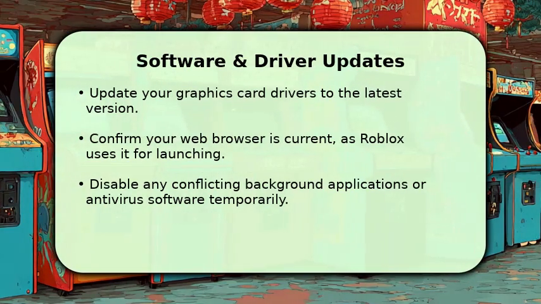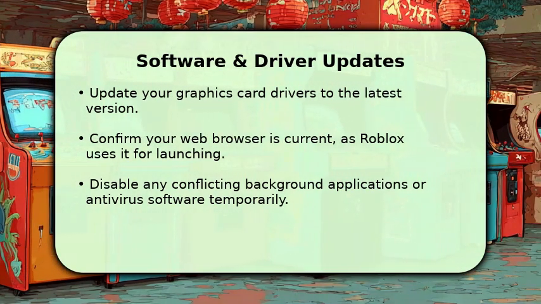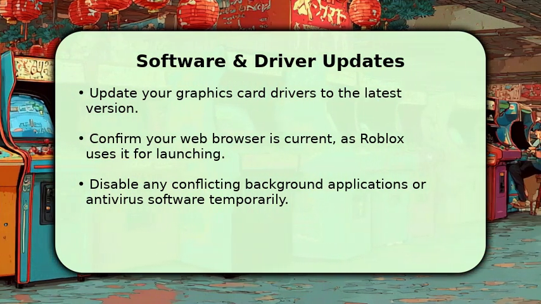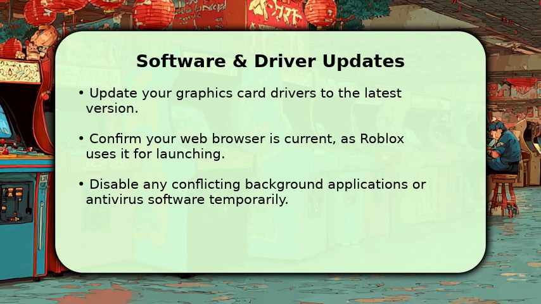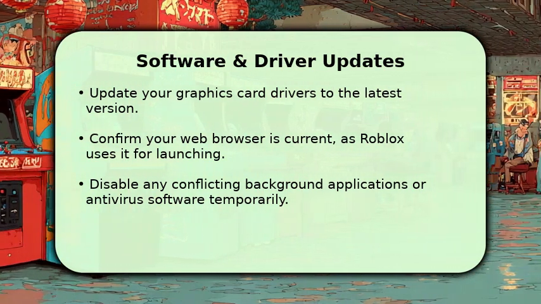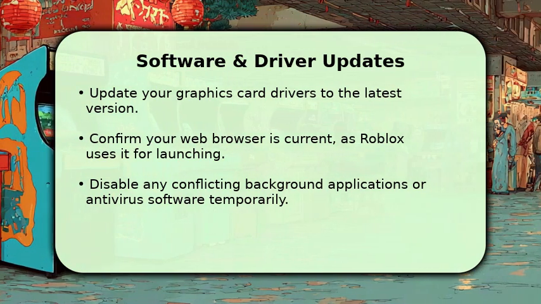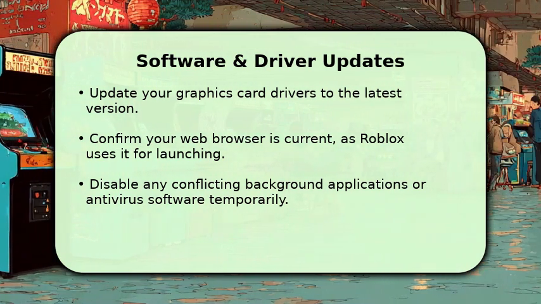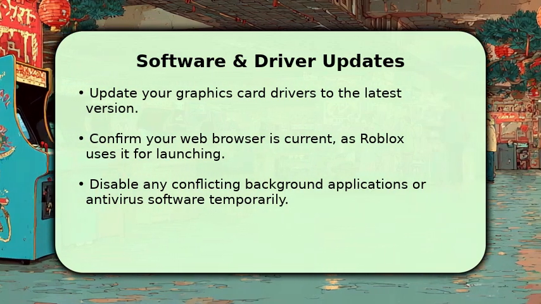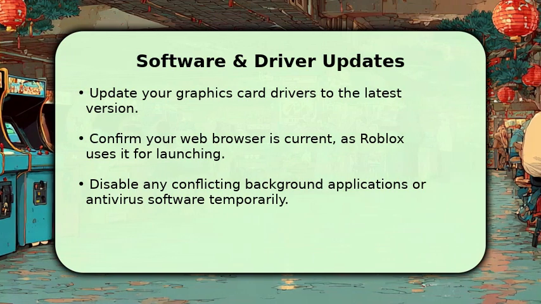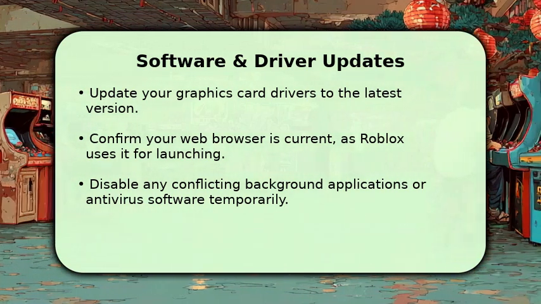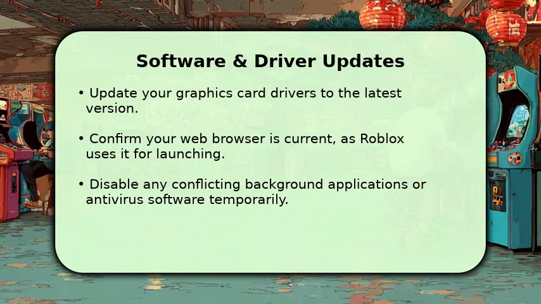Moving on, outdated software can often cause compatibility issues. It's vital to update your graphics card drivers to their latest versions, as this significantly impacts game performance and stability. Also, confirm your web browser, like Chrome or Firefox, is current, as Roblox uses it for launching games. Temporarily disabling conflicting background applications or antivirus software can also help, as they sometimes interfere with Roblox's operation. This step can resolve many common problems.